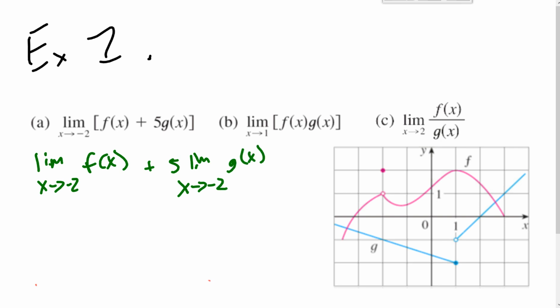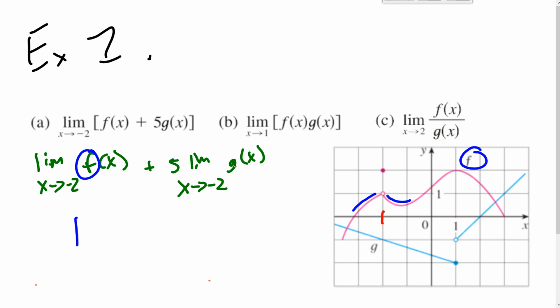I'm going to do it just like we did in the last section. I'm going to find as I go from left and right of -2. So here's -2. I've got to find f. F is here. To the left and to the right, it's approaching the same value of 1. So this answer right here is 1.